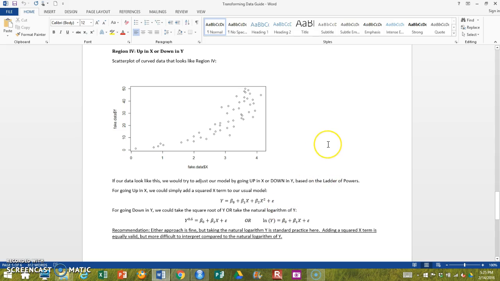But for now, just getting a basic handle on curved data, you can think about going up or down our ladder of powers and trying squares and logarithms. Occasionally a square root, but really logarithms are very interpretable in statistics, and so if you have curved data that needs to go down in y, just take the log of y.